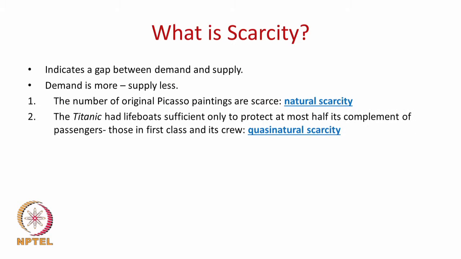The other kind of scarcity is called quasi-natural scarcity, where the Titanic, for example, had lifeboats sufficient only to protect at most half of its complement of passengers, those in the first class and its crew. This is called quasi-natural scarcity.